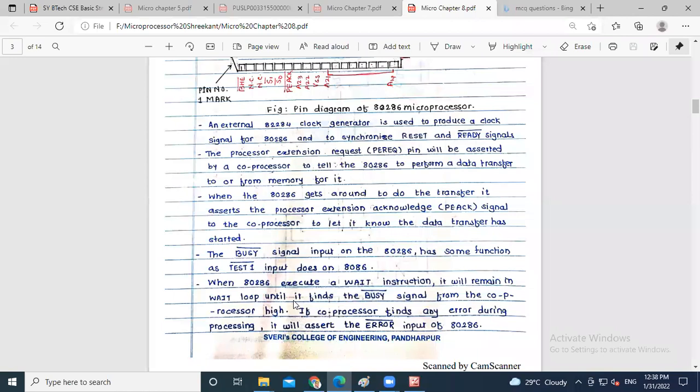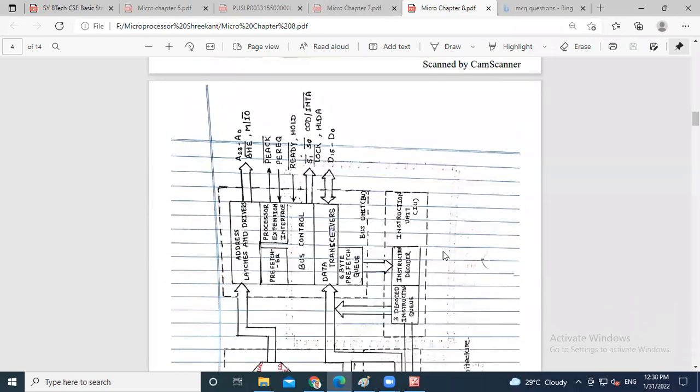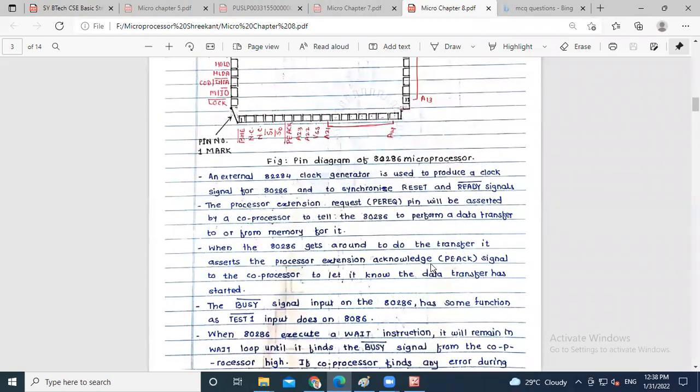Whenever the 80286 executes a wait instruction, it remains in a wait loop until it finds the busy signal inactive. If the busy signal is active, there are a lot of inputs in the queue. That signal comes from the coprocessor. If the coprocessor finds any error during processing, that is the error input of the 80286. So this is the pin configuration.